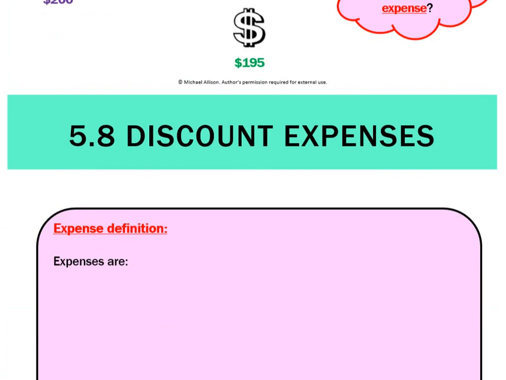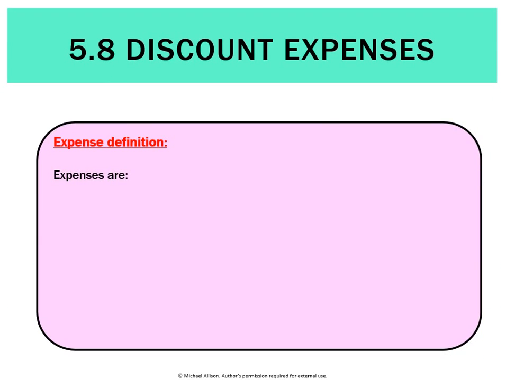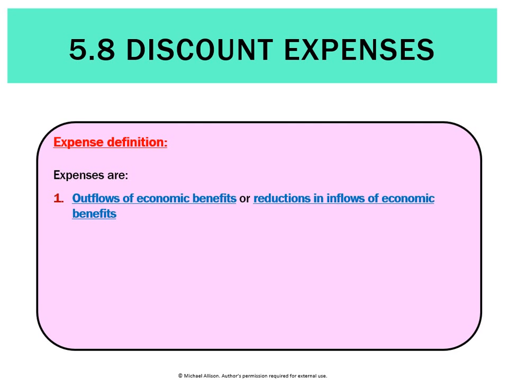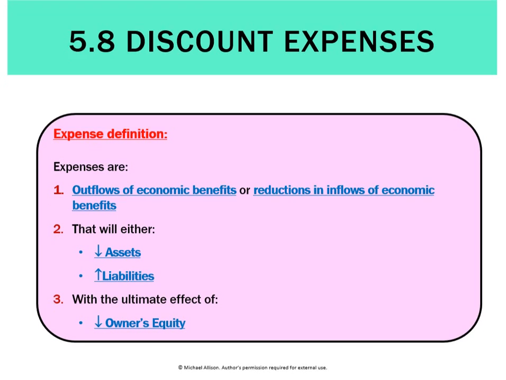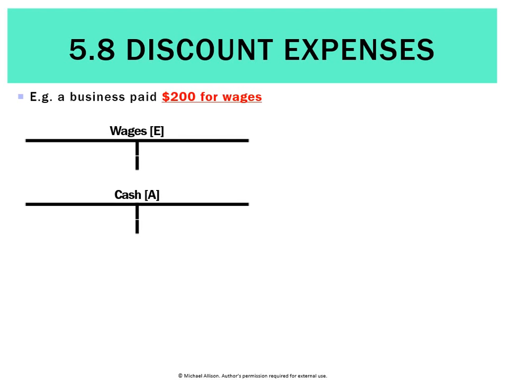To answer that, we're going to need to go back to the definition of expenses. Expenses are outflows of economic benefits or reduction in inflows. They've either got to decrease assets or increase liabilities, and they must have the ultimate effect of decreasing owner's equity. So taking a basic expense that we've dealt with many times, that's $200 paid for wages. We'd have a debit to the wages expense ledger and a credit to the cash ledger.